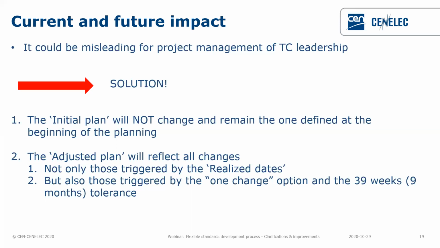and the adjusted plan, the column on the very right, will be the one that will be basically adjusted depending on the realized date, which means the dates when the TC delivers the draft. And this column will also reflect the change triggered by the one change option and the tolerance request. So we will be able to increase the clarity and hence increase the project management approach as it is the responsibility of the technical committee.